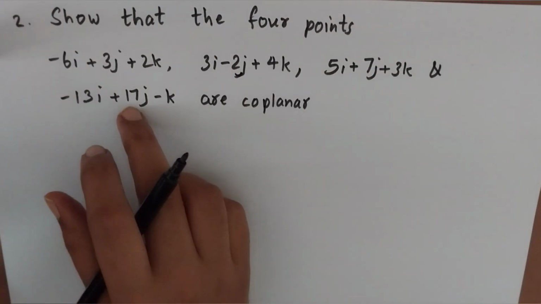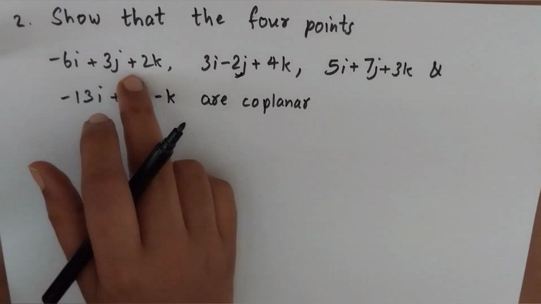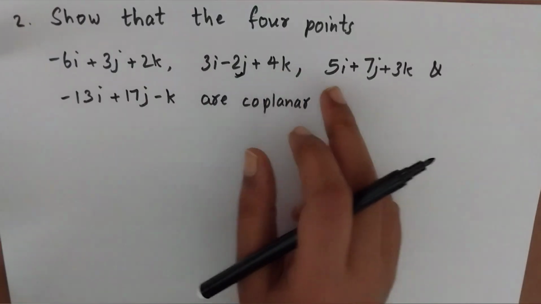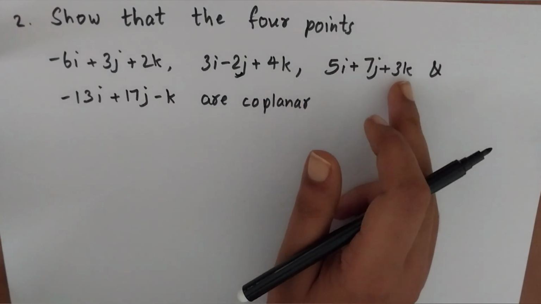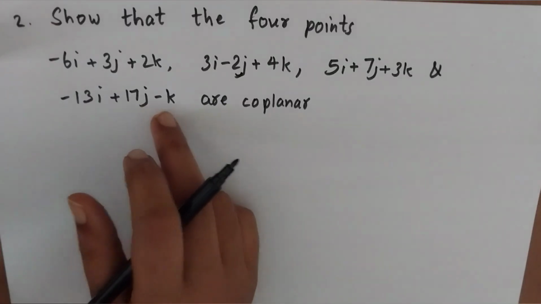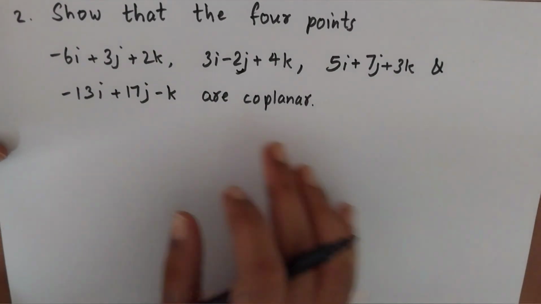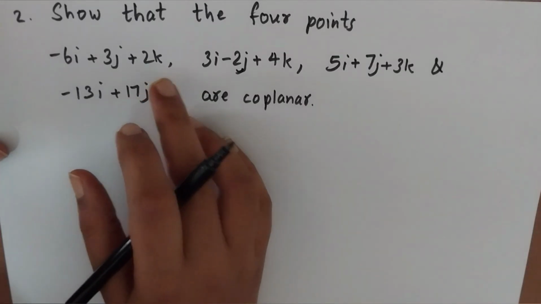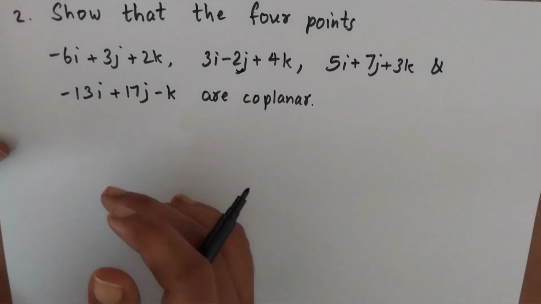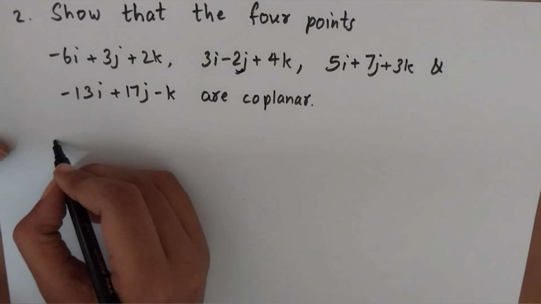Our second question is, show that the 4 points minus 6i plus 3j plus 2k, 3i minus 2j plus 4k, 5i plus 7j plus 3k and minus 13i plus 17j minus k are coplanar. So in the question, position vectors of 4 points are given. First we should find the points. Okay, let me name the points as A, B, C and D.